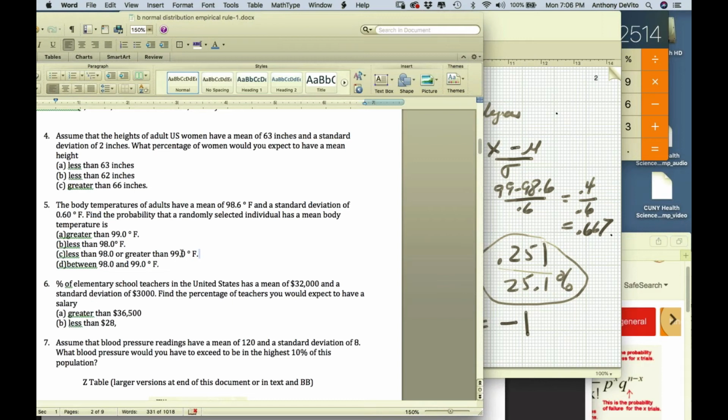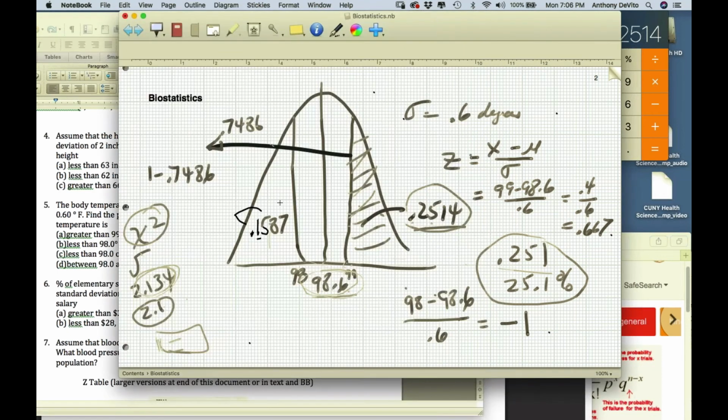Well, how about the combined possibility of having a temperature less than 98 or greater than 99? Either one of these meets that criteria, so we would add these two together. We would add 0.2514 and 0.1587, and we get about 41%, 0.410, which is the probability that we would pick a random individual and they would have a temperature either higher than 99 or lower than 98. Either one of those two possibilities.